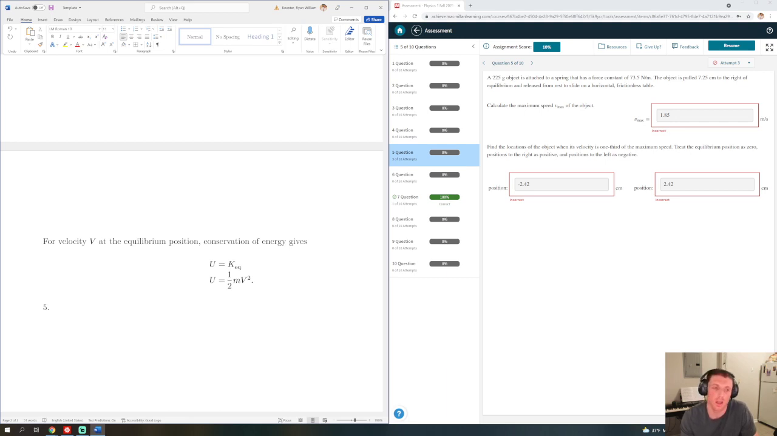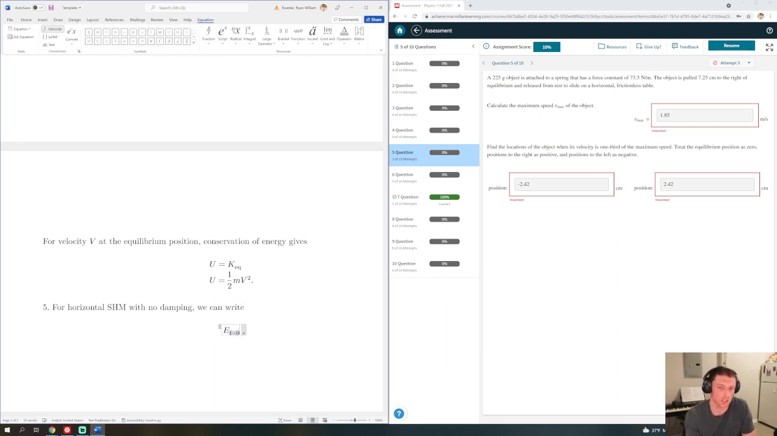Okay. So I think that one of the things to remember about at least the horizontal simple harmonic motion, and I'll put this in words here, but I'll say for horizontal simple harmonic motion with no damping, we can write something like this. We can write that the total mechanical energy is always going to be 1/2 k times the amplitude squared.